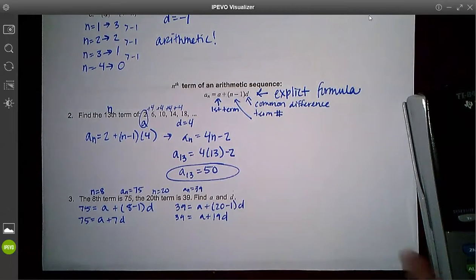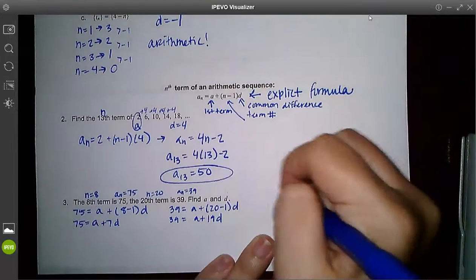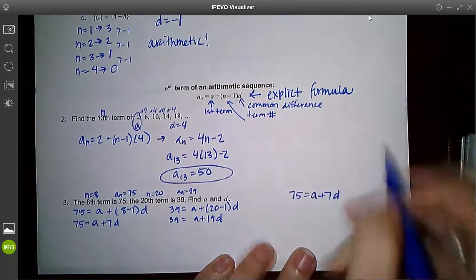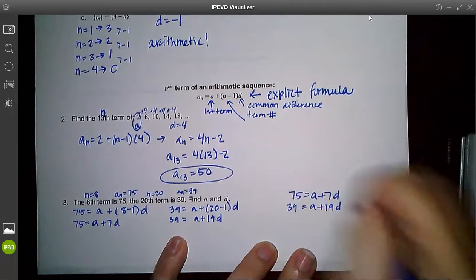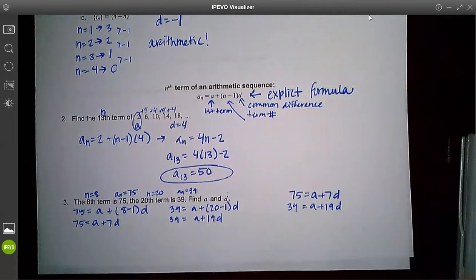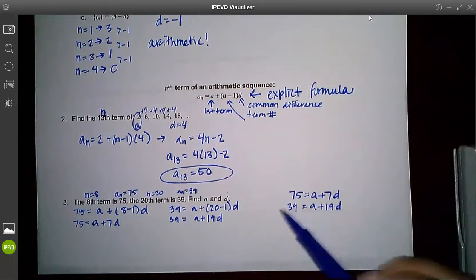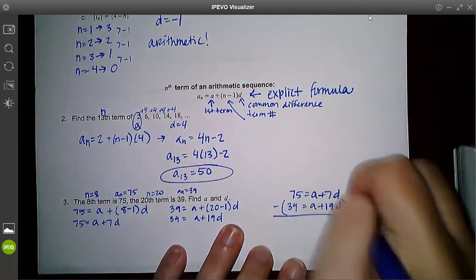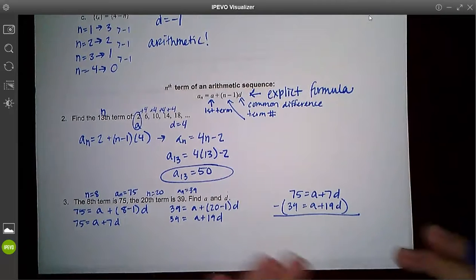Now, if I am going to solve this as a system of equations, I'm going to write one on top of the other. So 75 equals a plus 7d, and 39 equals a plus 19d. The goal here, this is elimination, is to get one of your variables to cancel out. Since we have the same number of a variables here, we can just multiply this whole equation, either one of them, by a negative, or we can subtract these equations and get our answer that way.